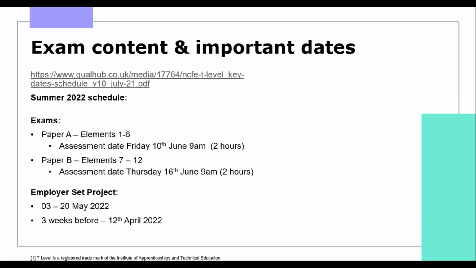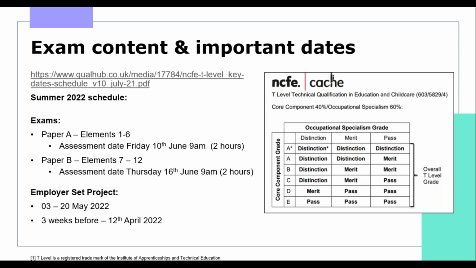For the Employer Set project, the window is in May. Pre-release material should be shared 3 weeks before the first supervised assessment session. We've also included the table showing how the core and occupational specialisms assessment are aggregated for the overall TQ grade. An example of this would be the student getting a B grade for the core component and a merit grade for the occupational specialism. These would be aggregated to give an overall merit for the technical qualification, and you'll find that table in the qualification specification.